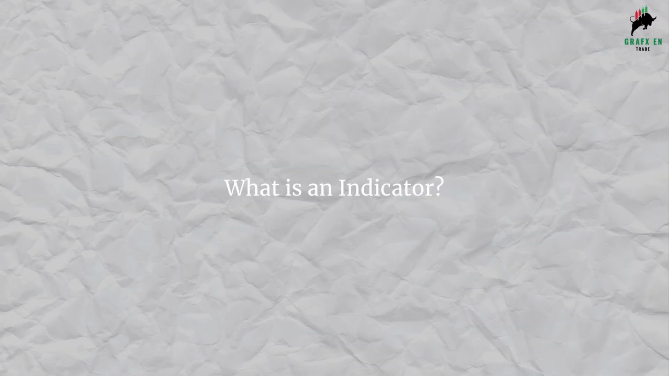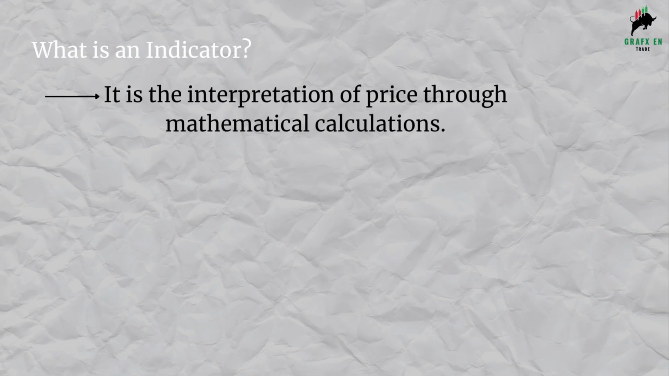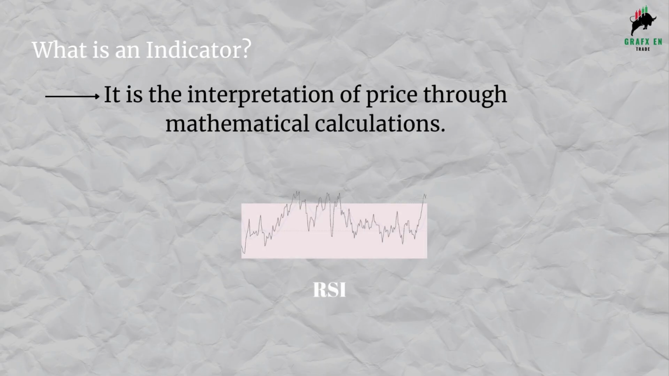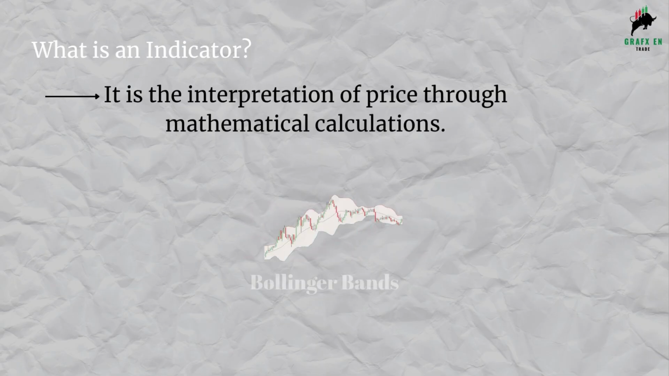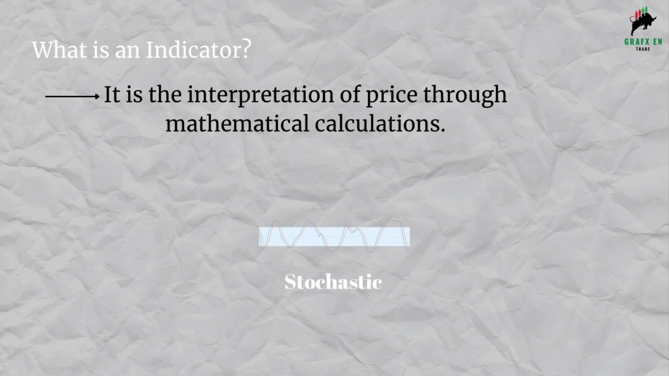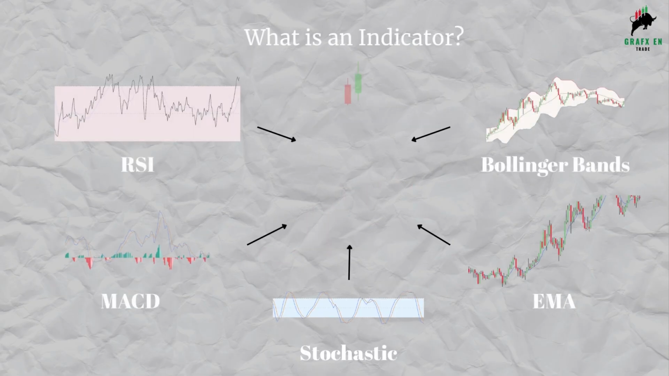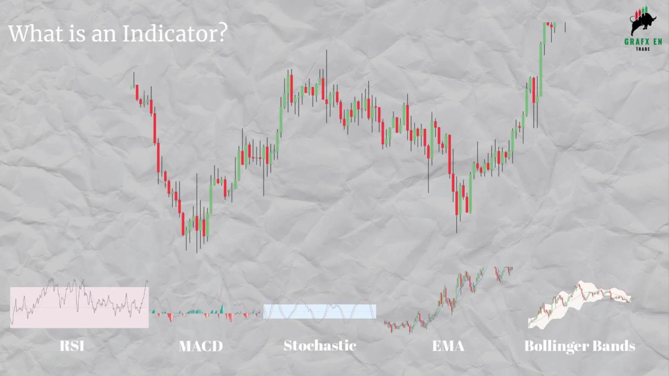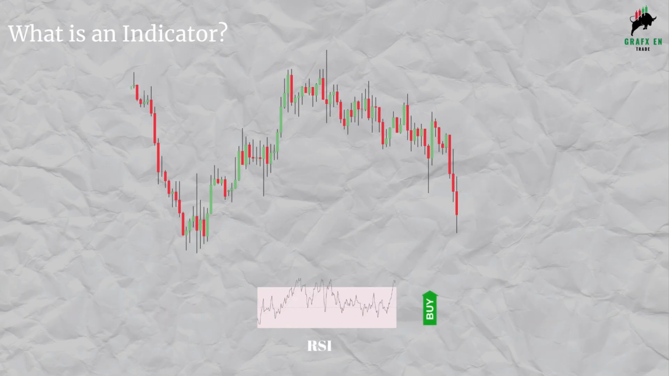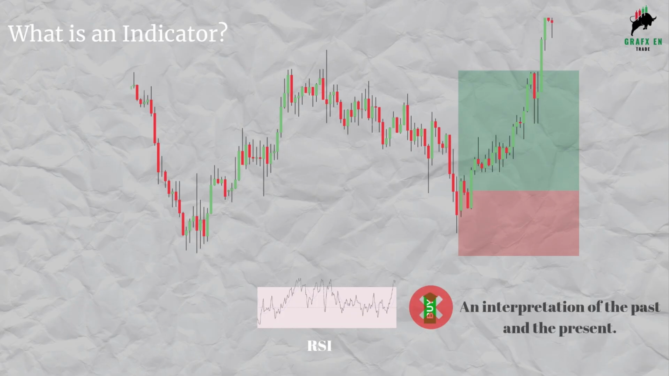What is an indicator? In the simplest definition, an indicator is the interpreted version of price through mathematical calculations. RSI, MACD, Bollinger, EMA, stochastic. All of them are derivatives of price, volume, or time. So basically, an indicator is just processed price. Remember this, price is the source, the indicator is the derivative. That's why an indicator will never show you the future. It only gives a different view of the past and the present.